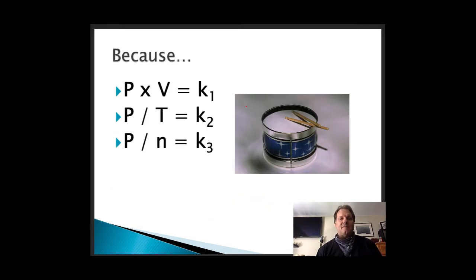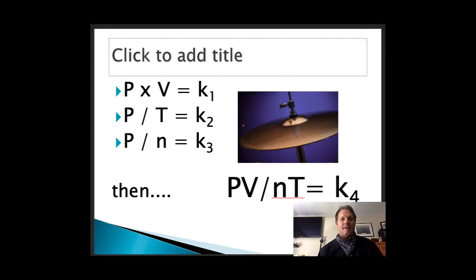Now, because my pressure times volume is a constant, my pressure divided by temperature is a constant, and my pressure divided by the number of moles is a constant, then we can arrive at the fact that P times V divided by N times T would also have to be a constant. So I'm just combining these formulas into one equation. P times V, P divided by T, P divided by N, that becomes PV over NT.